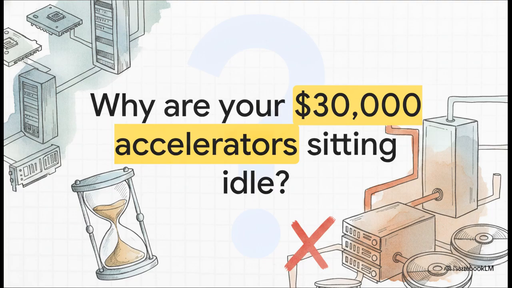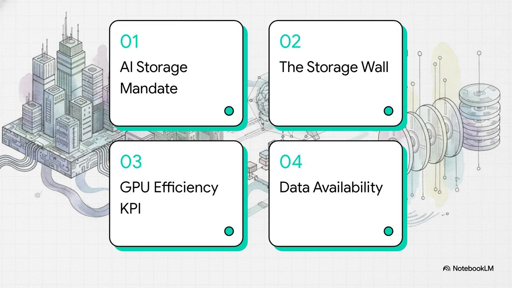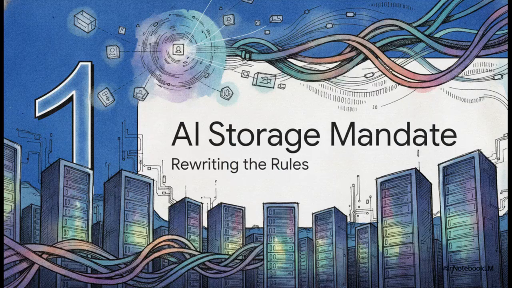It's your storage. Now that we've pinpointed the pain, here's our roadmap for this explainer to prove we actually have the framework to fix it. First, we're hitting the AI storage mandate. Second, hitting the storage wall. Third, the GPU efficiency KPI. And finally, we'll wrap up with data availability boundaries. Let's get into it.